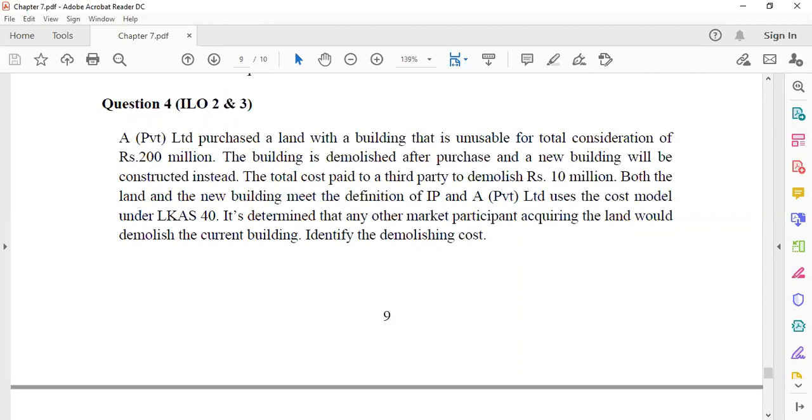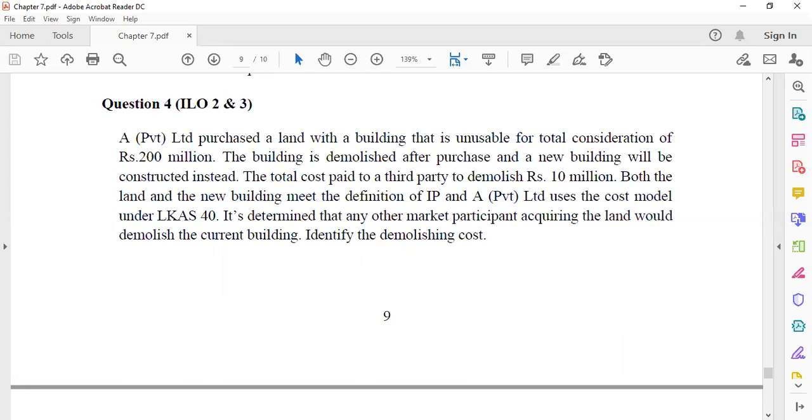Both the land and the new building meet the definition of investment property. Lands are building එක investment property definition එක meet කරනවා. IP stands for investment property. And A private limited uses the cost model under the LKAS 40. Investment property සඳහා cost model එක use කරනවා.